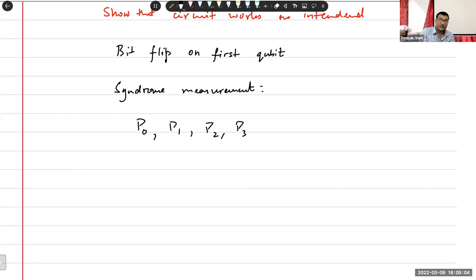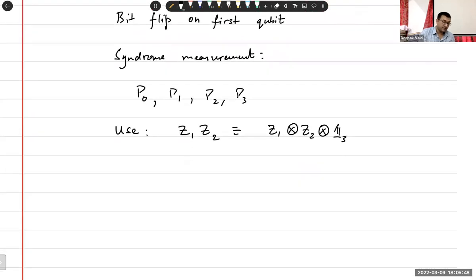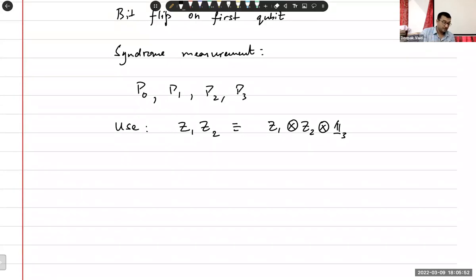Now, instead of using these projectors, let's say that we use a different set of observables. Okay, these observables are as follows. Z1 and Z2. Okay, Z1 product Z2. Now, whenever I have an expression of this form, what does this actually imply? Z1 is acting on the first qubit. Z2 is acting on the second qubit. And what is acting on the third qubit? Identity. Okay, so we'll be using this kind of notation. So for instance, Z2, Z3 will be identity, then Z2, then Z3, and so on, okay?